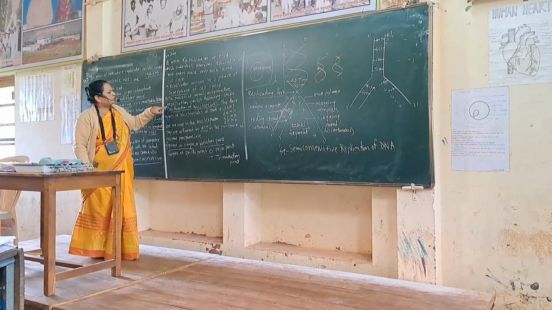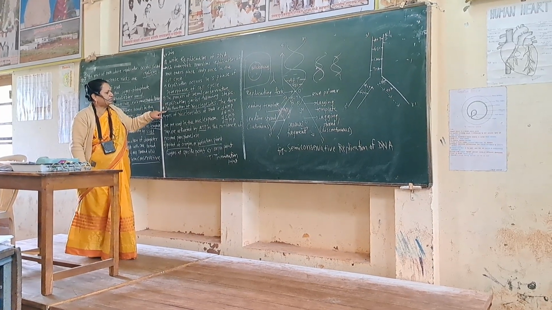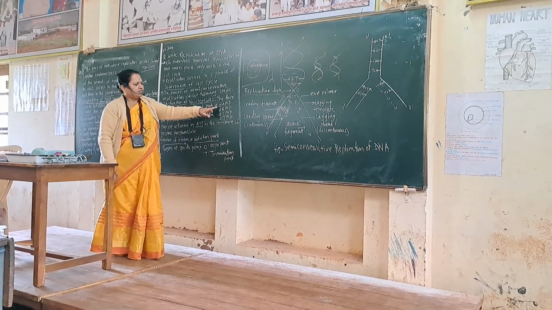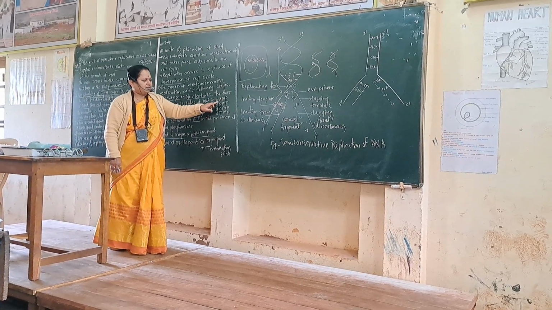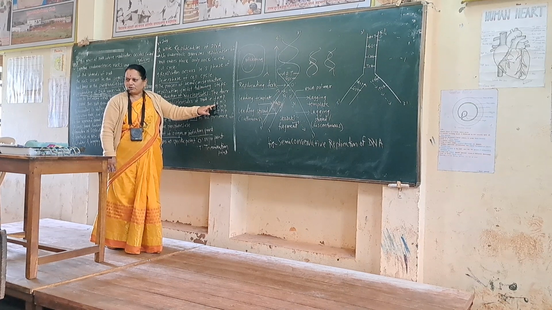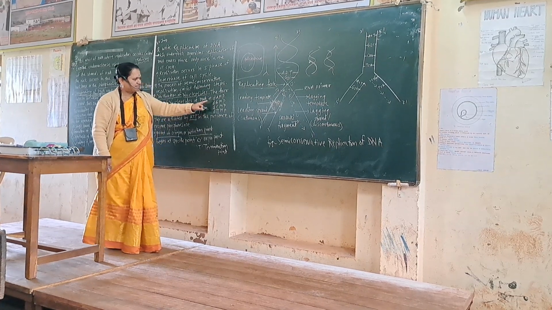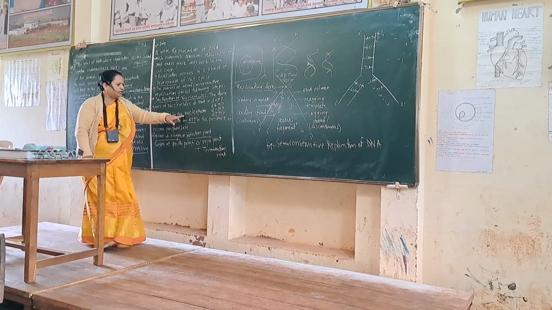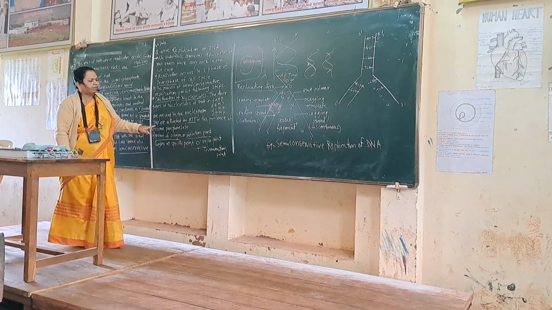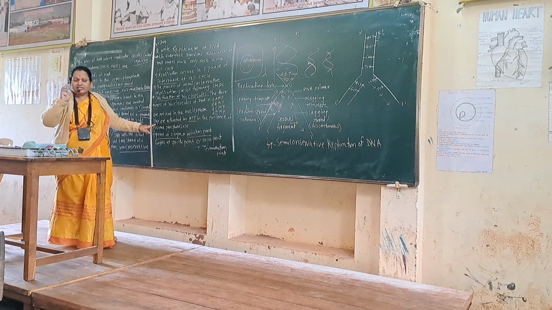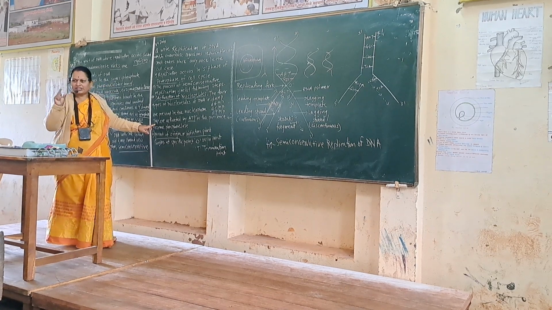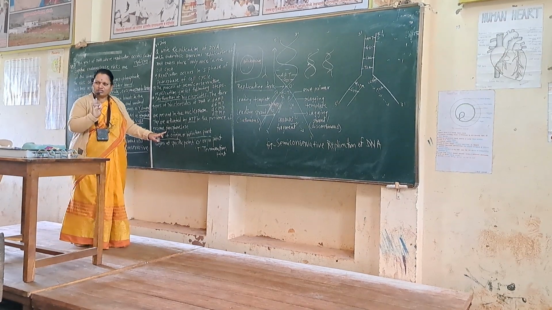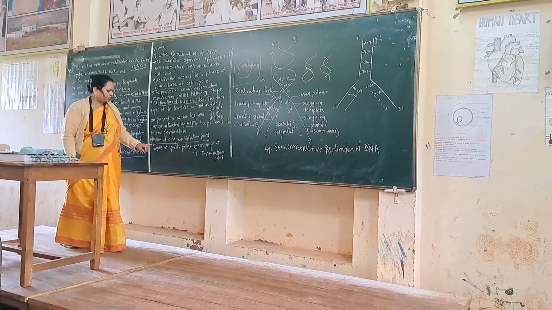The process of semi-conservative replication consists of the following steps. First step, activation of nucleotides. There are four types of nucleotides: deoxyribose adenine monophosphate, deoxyribose guanine monophosphate, and so on. These nucleotides, with adenine, guanine, thymine, cytosine, are present in the nucleoplasm. They are activated by ATP. ATP is required for replication, meaning energy is required. The enzyme phosphorylase is also required.